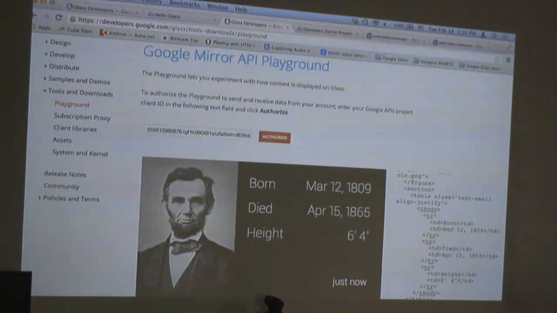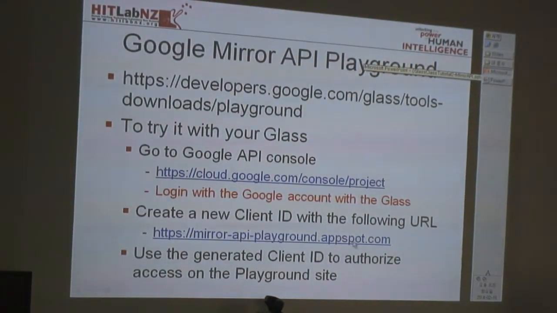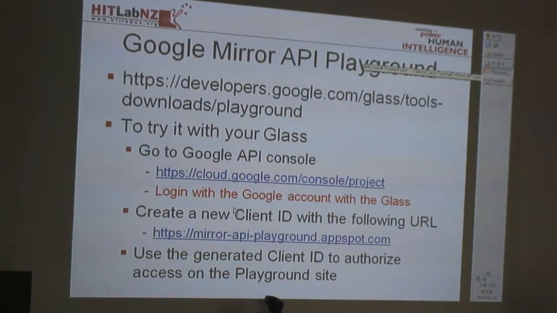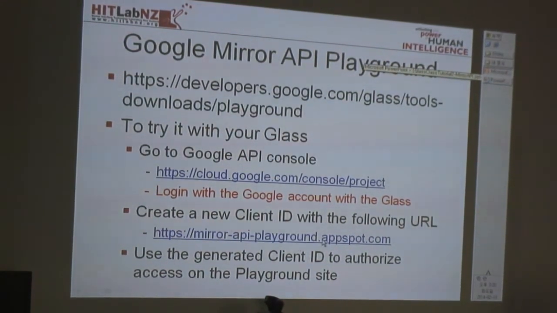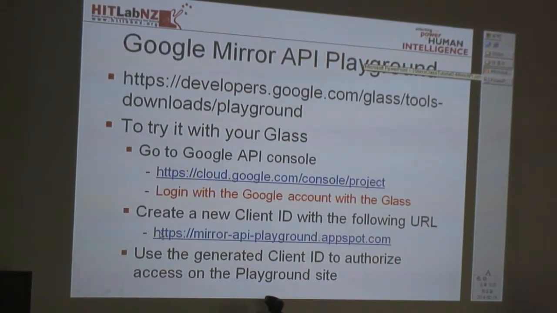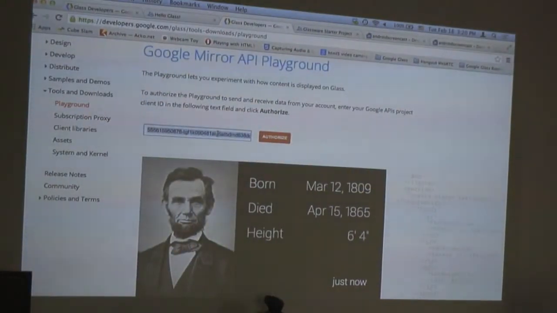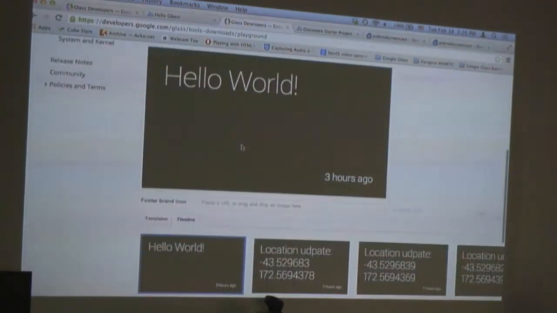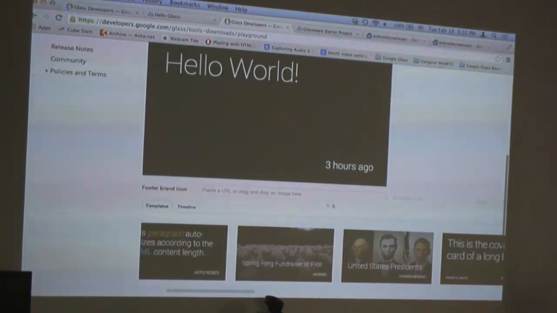To do that, you'll have to get a special client ID with this URL. It's the same as what you did to get the client ID for your website. Just go to your console project and create another client ID with this. You can put it in the same project as yours. Just create a new client ID, add this URL website, and it will give you another client ID. Copy that client ID, paste it here, and authorize. Once you're authorized, you'll be able to push some of these cards.